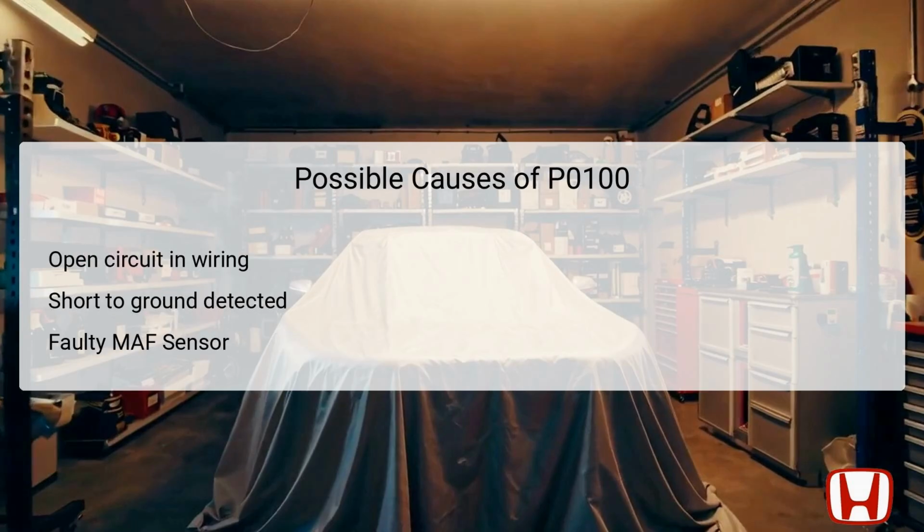Several factors can lead to a DTC P0100 scenario. One possible cause is an open circuit in the wiring between the MAF sensor and the PCM, which would prevent proper communication between these components. A short to ground can also trigger this code, causing inaccurate readings or complete failure of the sensor. In some instances, the MAF sensor itself may be faulty, which would require replacement to resolve the issue.